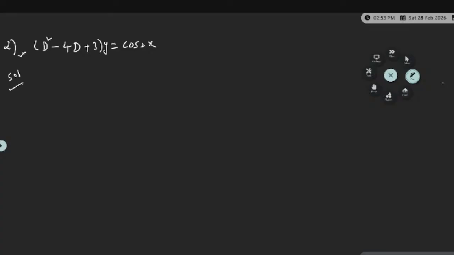Is it homogeneous or non-homogeneous? Solution is a combination of yc plus yp. What is yc? Yc is called complementary function, yp is called particular integral, right?